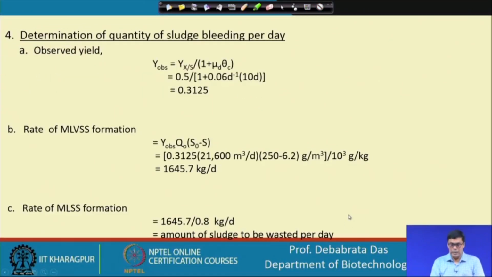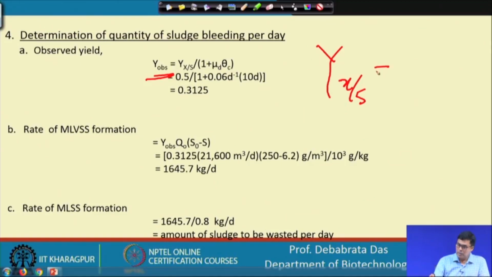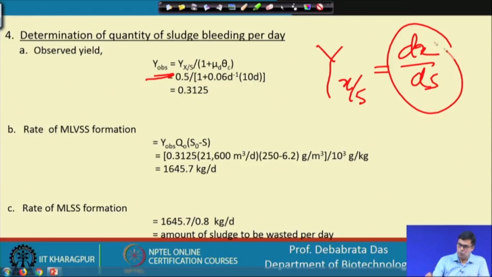Now, in this process the cell mass production takes place. The question is, how much cell mass is produced? The Y observed, because we have Y equal to dX by dS. Am I right? But this is overall, not the actual yield coefficient. It is the observed yield coefficient, because here we consider all cell mass, but actually only the viable cells will multiply; the dead cells will not multiply. So, you have to divide by 1 plus mu d into theta c, and then it comes to 0.3125.